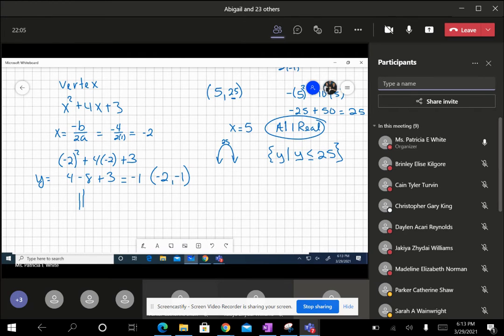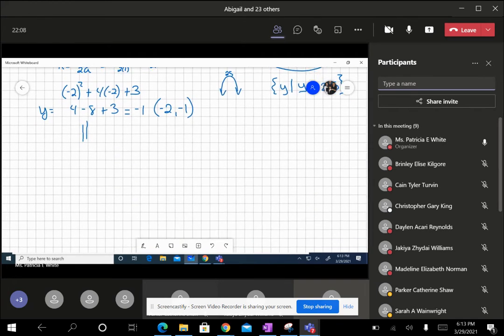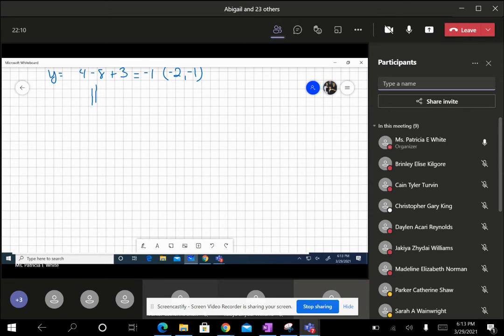So for problem 4 and 5, we need domain and range. And again, what's the domain of any and all quadratics? All real, right? So that's the easy one. But the range, I need that vertex. I need to know what the y is. I need to know my lowest or highest point.